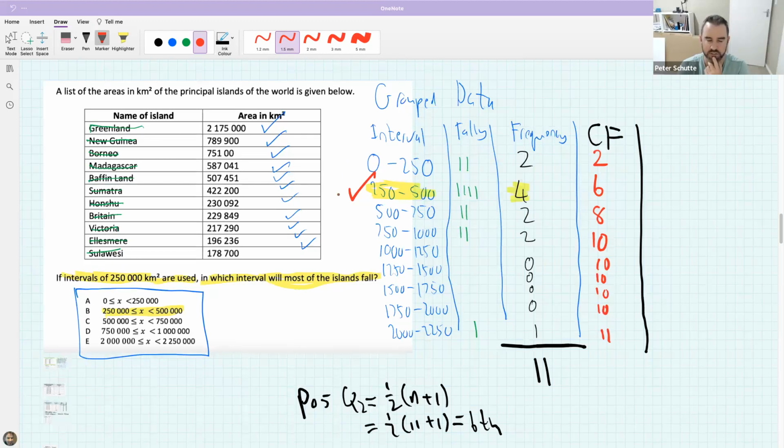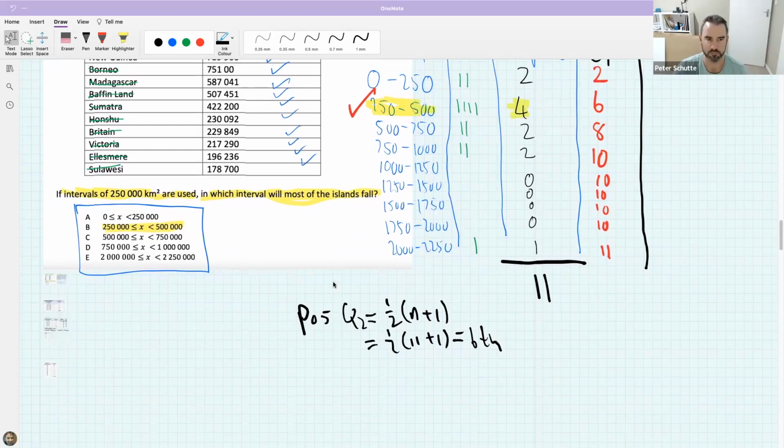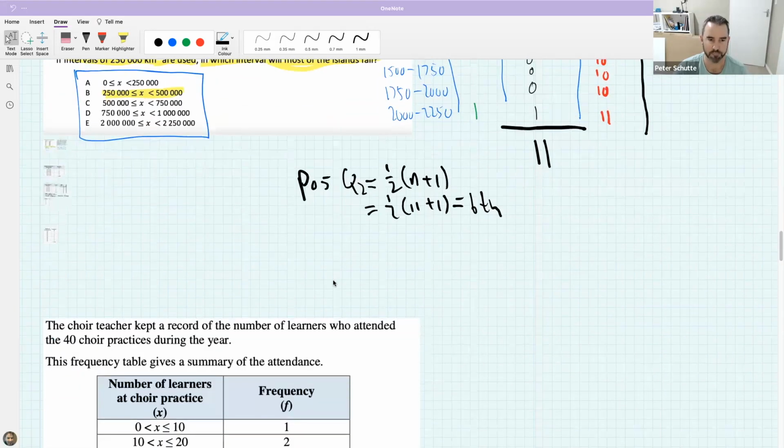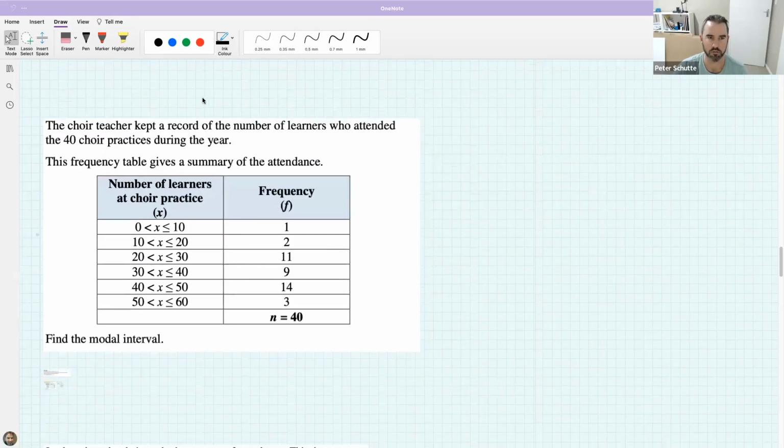Just want to check. So we've done median and we've done mode. Now, what's the third measure of central tendency that we normally have to do? Who can think of what the third measure of central tendency is? The mean. Now, I'm not going to do the mean on this one, but I'm going to move on to another example, and in that one, we'll do the mean as well.